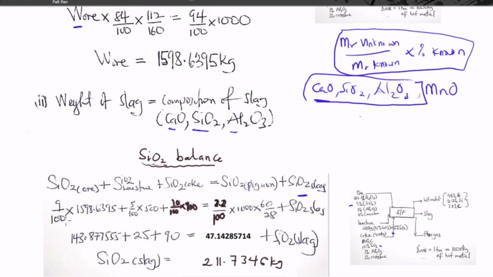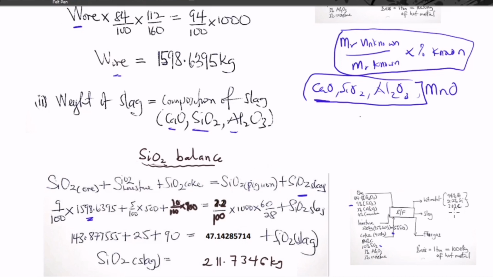So in that case, we go here that you know that for the silica here, you have 9 over 100, 9% of our silica. 9 over 100 times the weight of the ore that we found, which is 1598.6. So when you get this one wrong, it means that your answer will be wrong for the balancing. So be careful. So 9% of the silica in the ore, plus when you go to the limestone, we have 5% of it, so 5 over 100 times 500, as you know that 500 kilogram per ton, plus the coke is 10% of silica, so 10 over 100 times 900 is equal to, let's go to the pig iron here.